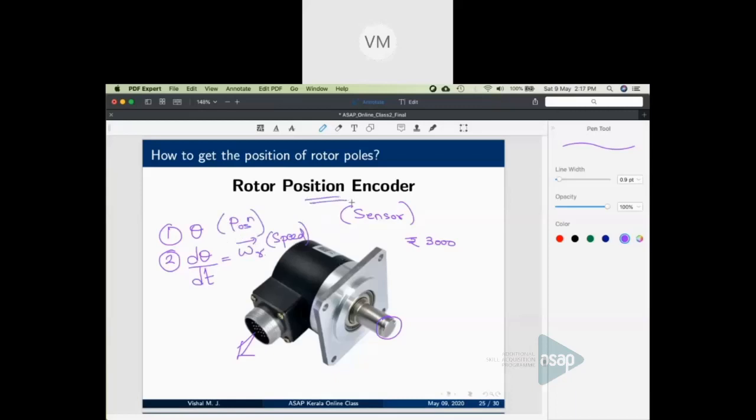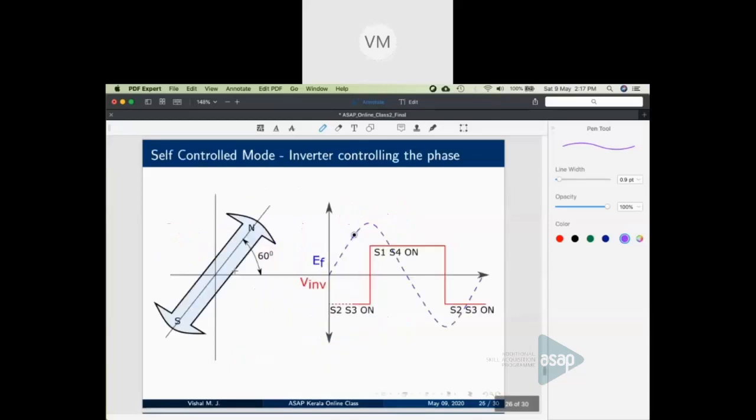Present day RPEs can give much more data, but understand if it is a rotor position encoder, then it should give speed as well as position. This you keep in your mind. So this equipment is used to get the position of the rotor poles. Now assume that the rotor poles are at 60 degree. At a given time, we cannot open the machine and see where the rotor poles are. So we are using rotor position encoders. RPE says 60 degree.